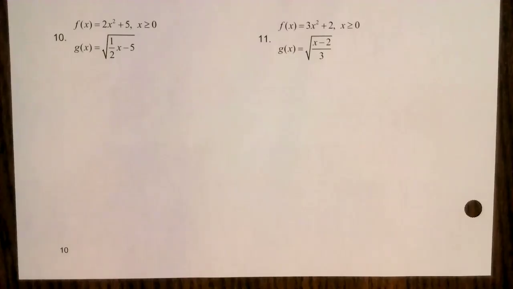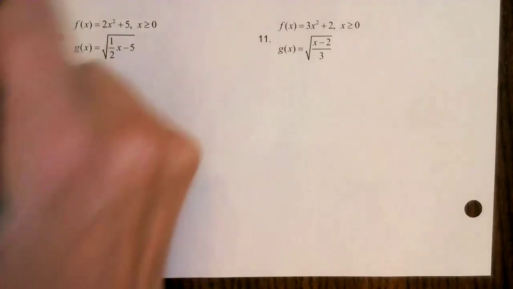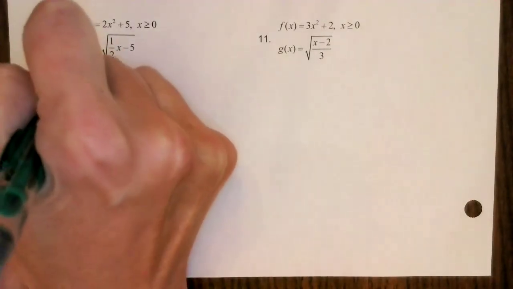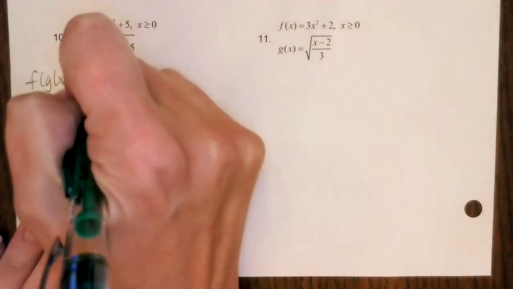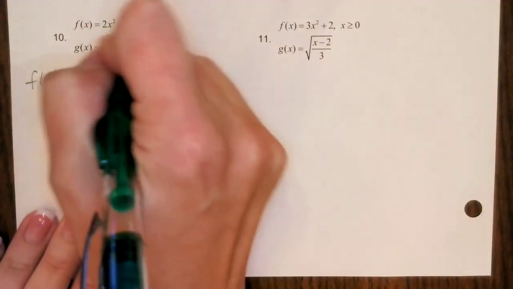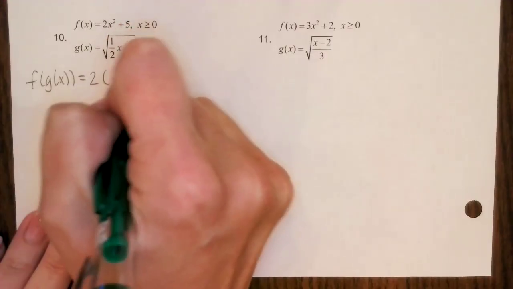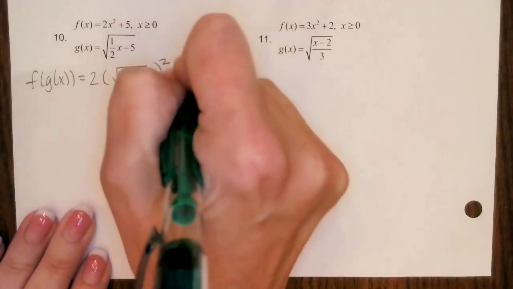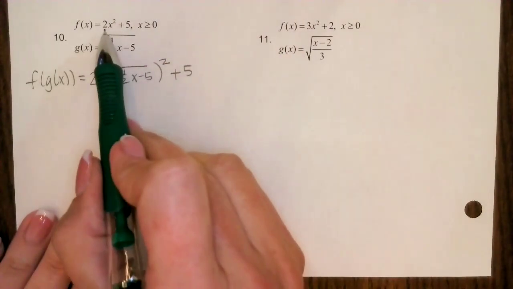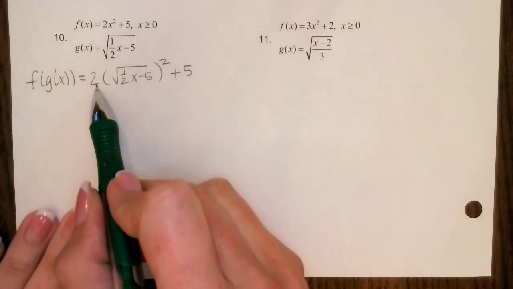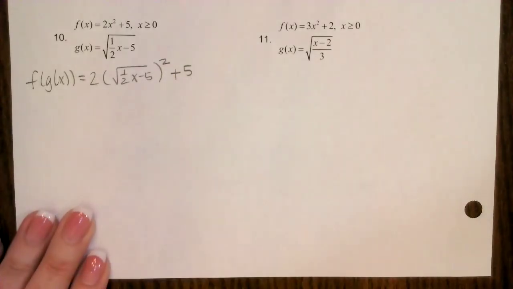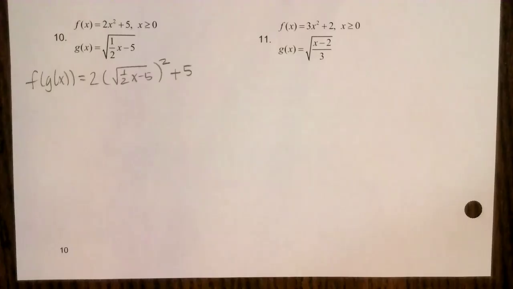All right, let's give these a shot now. So we want to check to see if these are inverses. So we're going to do f of g of x and g of f of x. So I'm going to start with f of g of x here. And so I get 2, and then I'm going to place this 1/2 x minus 5 in the place of the x here, squared plus 5. So notice that my f function, which is 2x squared plus 5, has not changed. It is 2 times this new x squared plus 5. So I've taken the g of x function and I've placed it inside of the f of x function, in the place of the x.